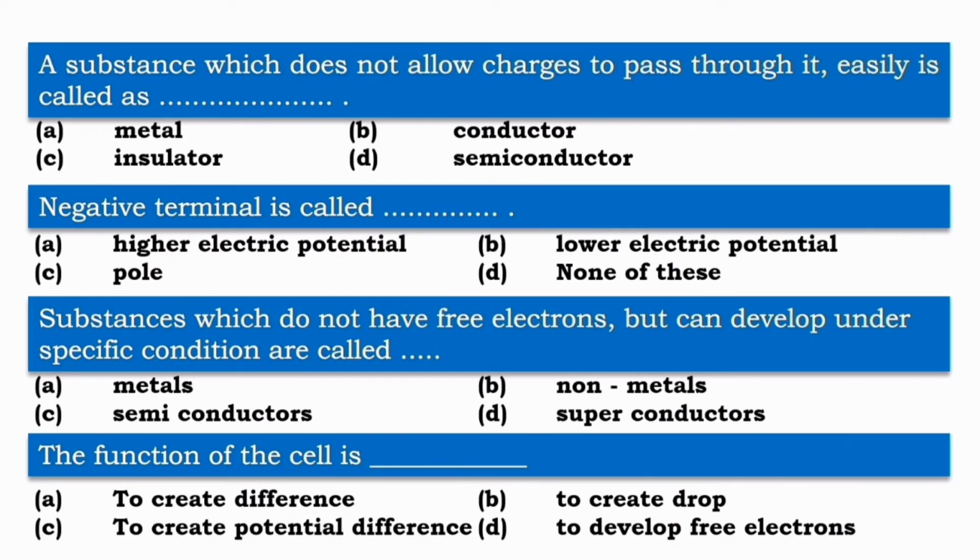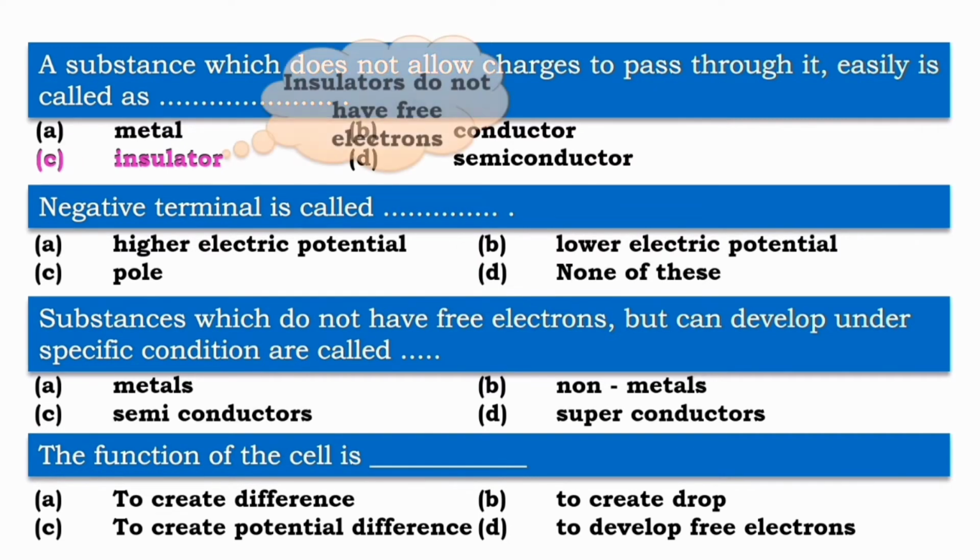Okay, so now let's solve some questions. These questions are very important. Please go through them because in your 45 MCQs, these questions might be asked. Now see, what is the first question? A substance which does not allow charges to pass through it easily is called? What will be the answer? Okay, I'm helping you out. It is the insulator, because as we have just read, a substance which does not allow charges to pass through it is called an insulator, since it does not have free electrons.